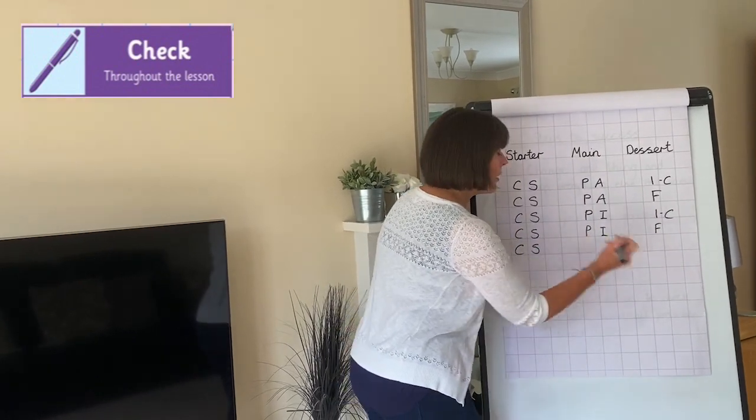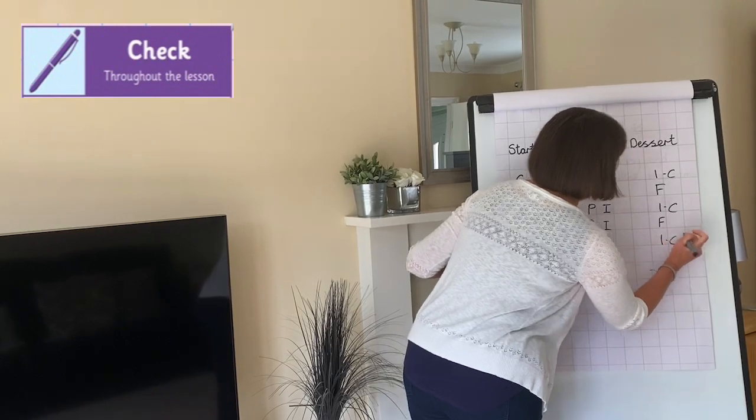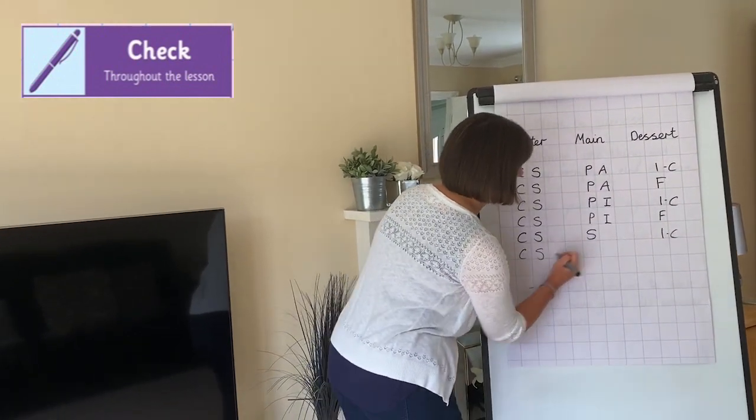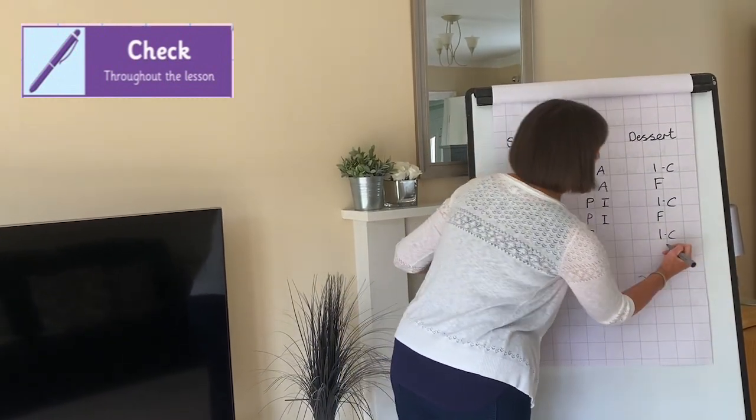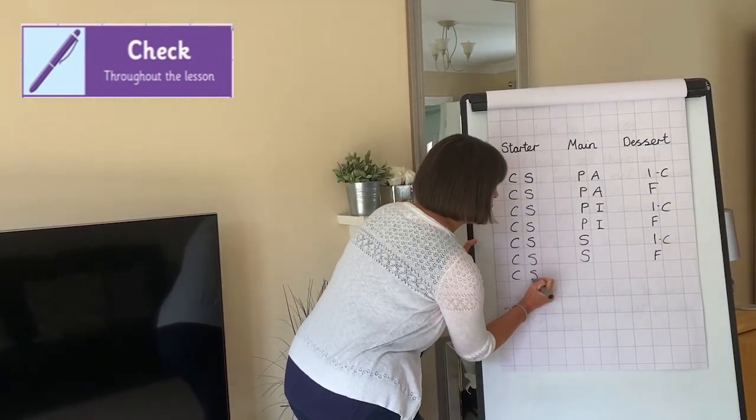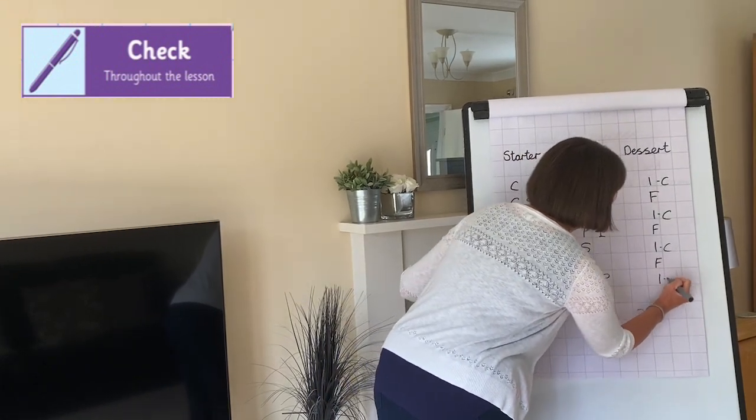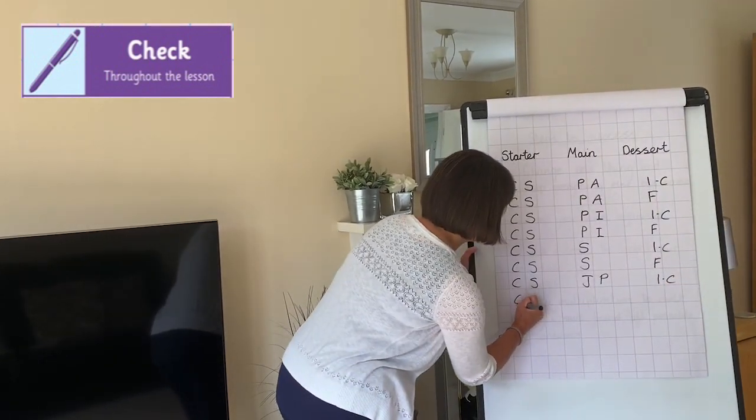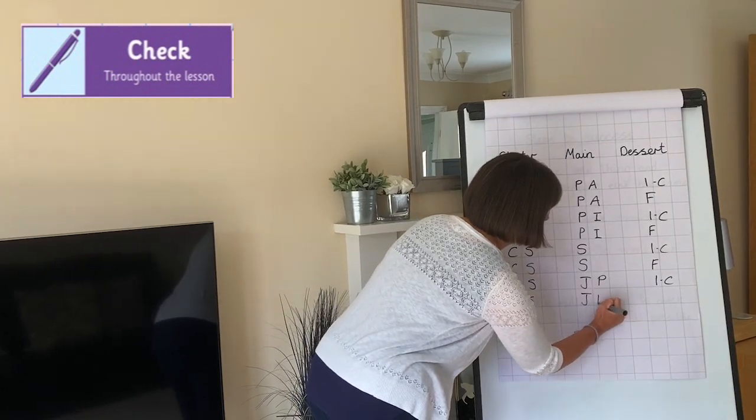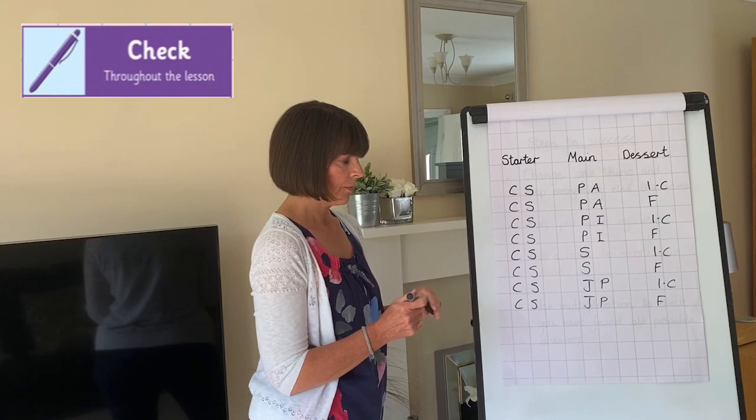Chicken soup. This time I'm going to think about the salad and then the ice cream. Chicken soup, the salad, and then the fruit. And then finally, the chicken soup, the jacket potato, and the ice cream. The chicken soup, the jacket potato, and the fruit.